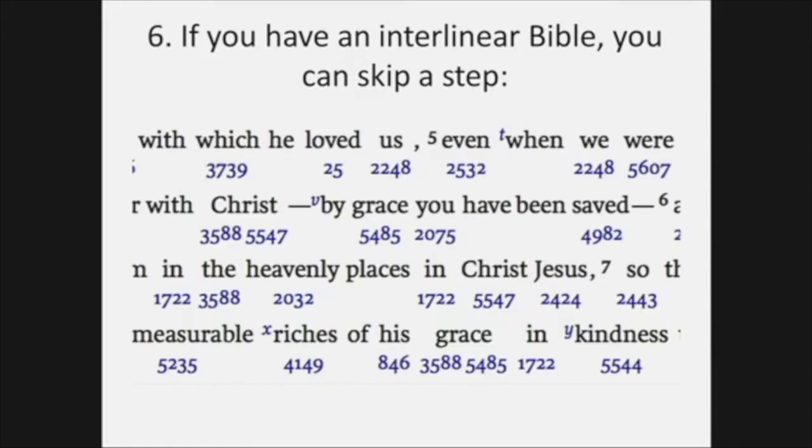But if you're just using the book, what you do is you just look at that number that's below the word that you need. And if you look at that number, then you go in your dictionary part of your concordance and you just scroll down until you get to the number of the word. So if you have an interlinear Bible, you can kind of skip a step if you're using a book.